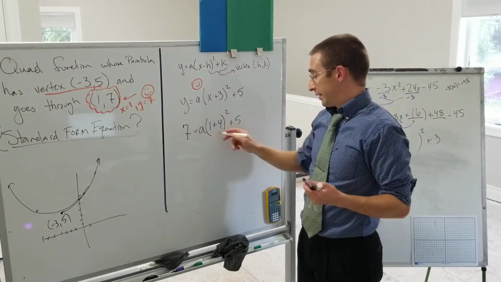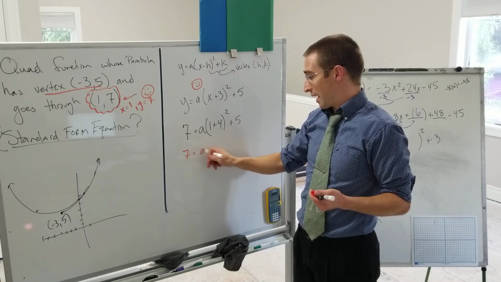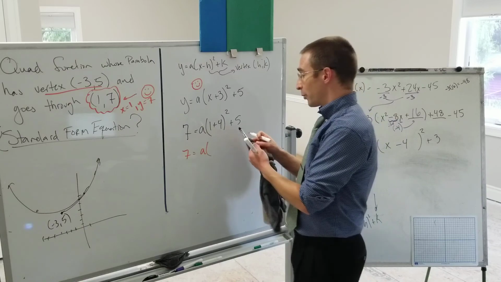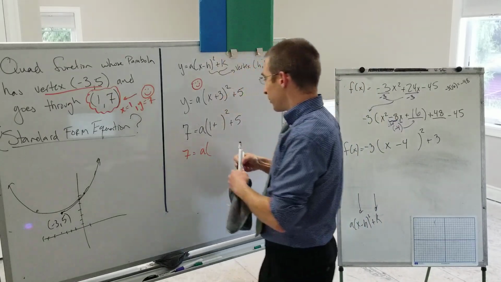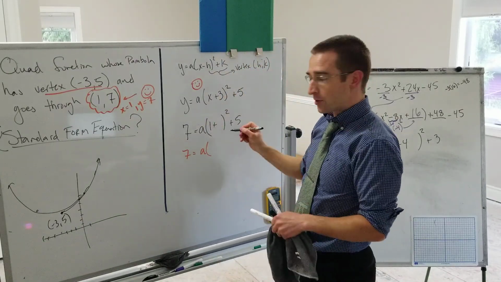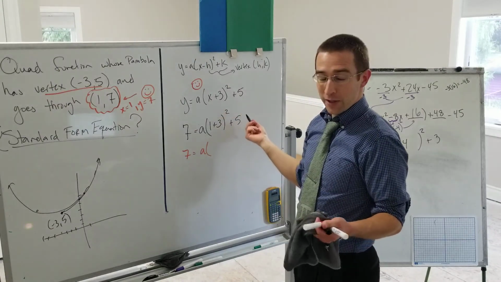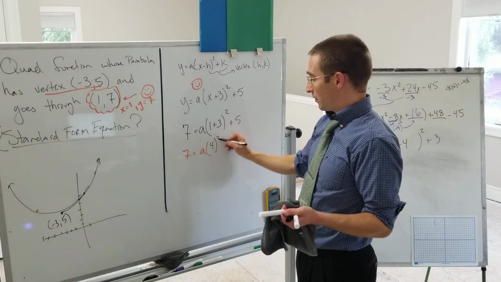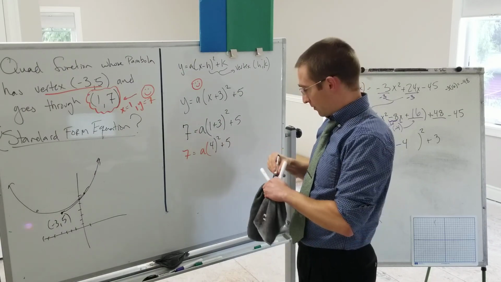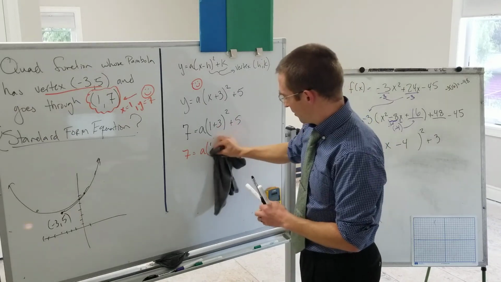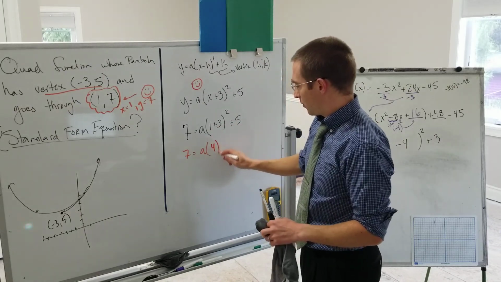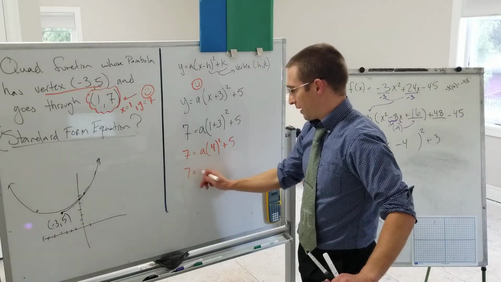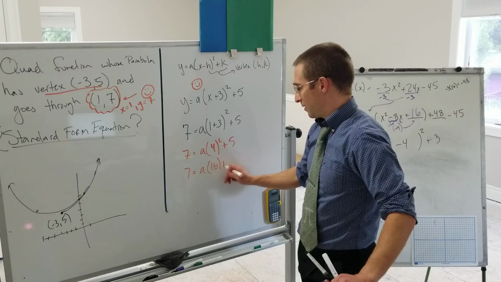All right, well, we're just going to solve for a now. So I go 7 equals a times, oh my goodness. Don't change your 3's to 4's though. I do this a lot where I'm supposed to write 1 plus 3, but I add 1 and 3 and I write a 4. 1 plus 3 is 4. 4 squared plus 5. So 7 equals a times 16 plus 5.